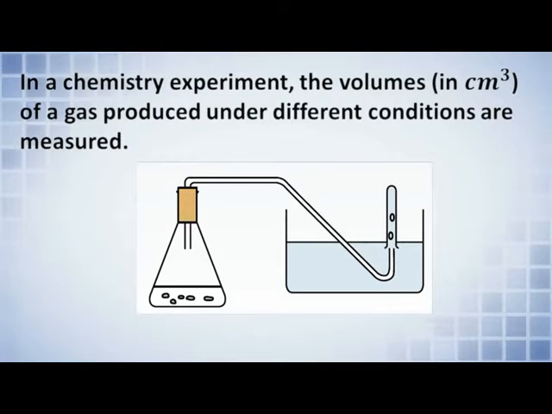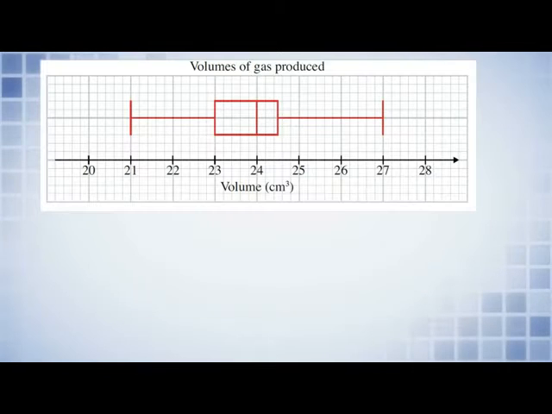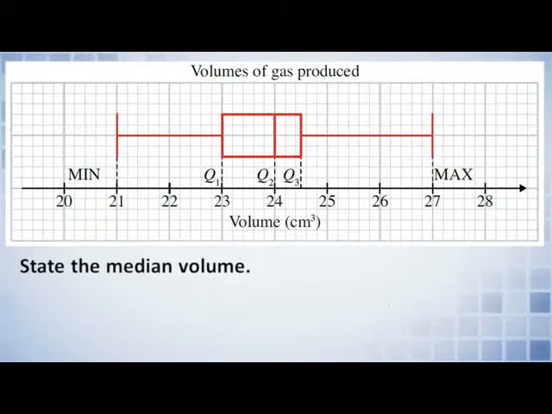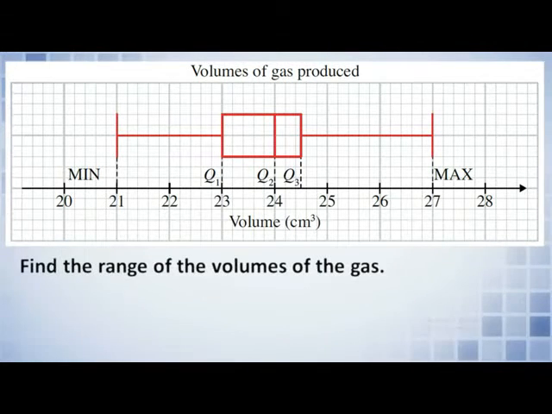In a chemistry experiment, the volume in cubic centimeters of a gas produced under different conditions is measured. This is the volume of gas produced represented in a box and whisker plot. As you know, this is the minimum value, this is Q1, this is Q2 or the median, this is Q3, and this is the maximum. Now, state the median of the volume. As you know, the median is Q2, so Q2 equals 24.